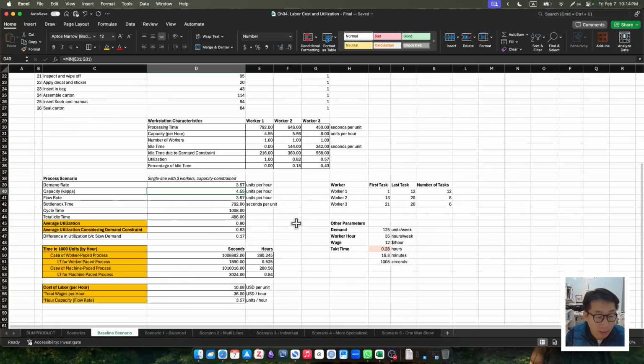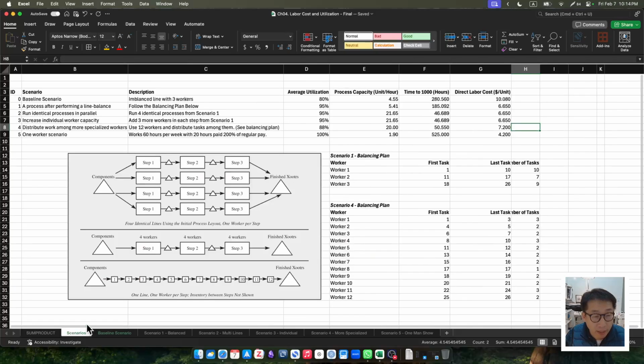In this particular case, one area is utilization, and another area is time to 1,000 units. And here's the direct labor cost, and then one is the system capacity. I think we're mainly evaluating those 4 different areas.